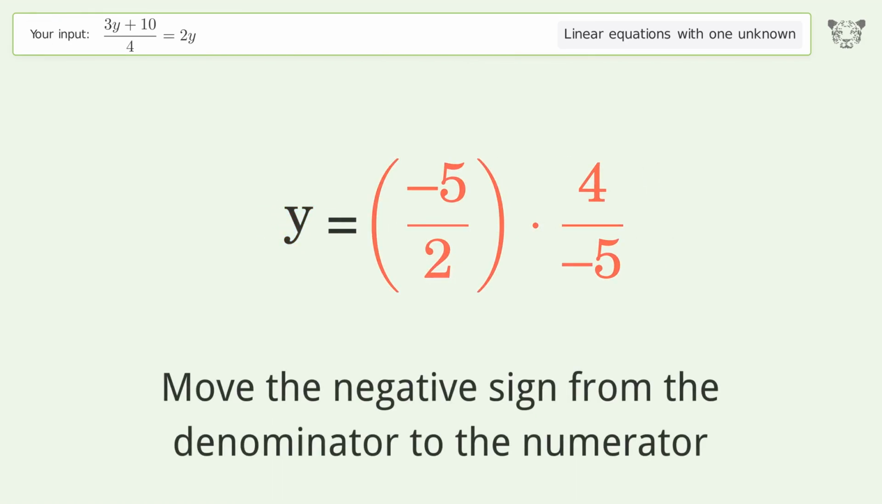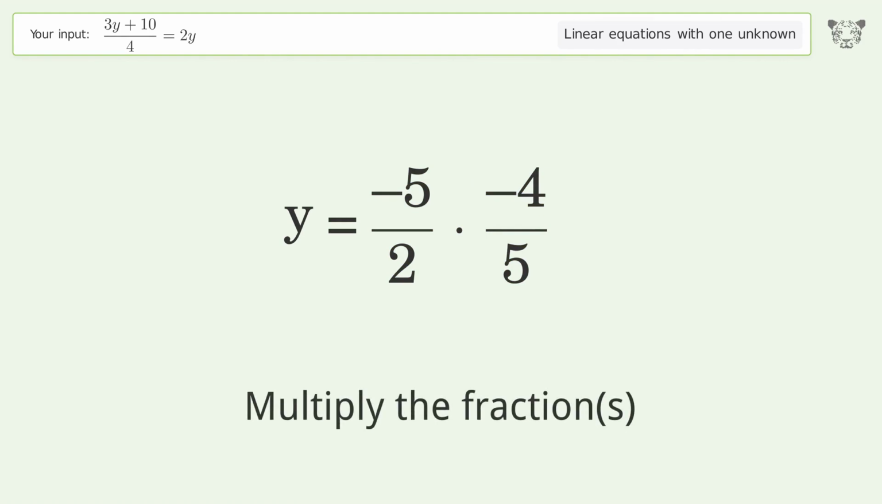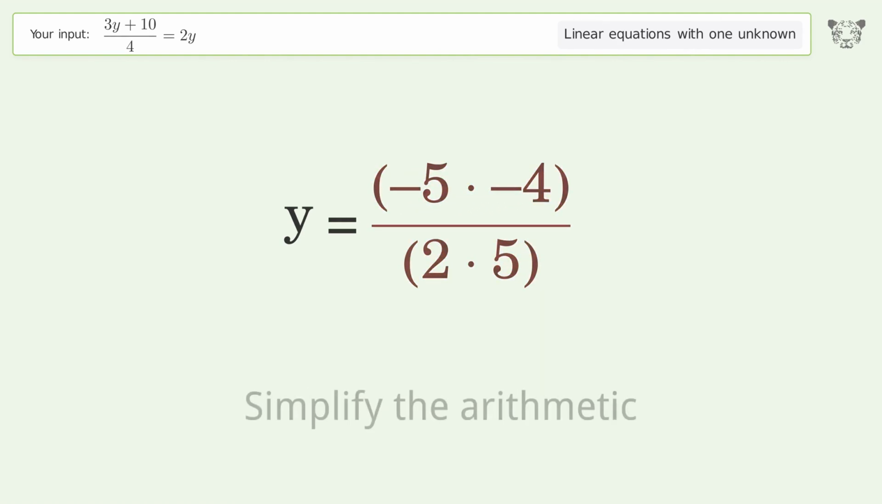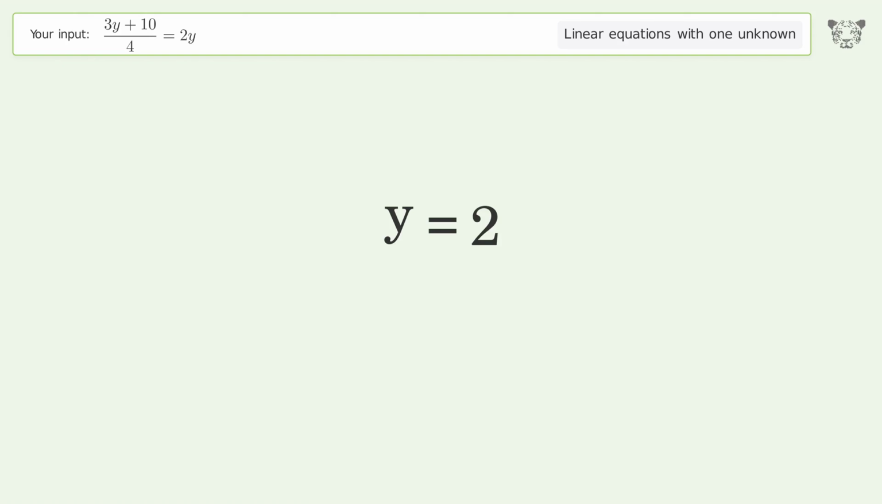Move the negative sign from the denominator to the numerator. Multiply the fractions. Simplify the arithmetic. And so the final result is y equals 2.